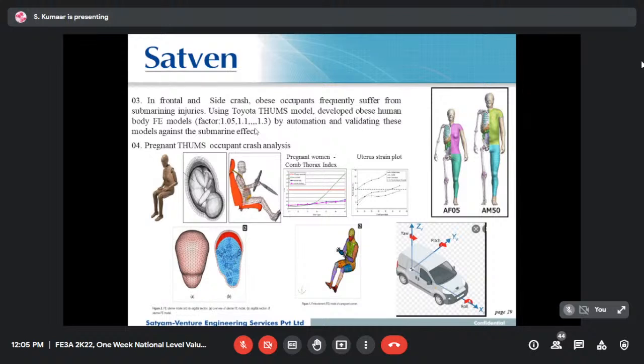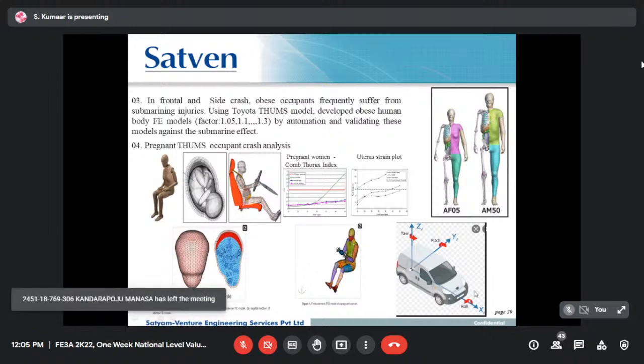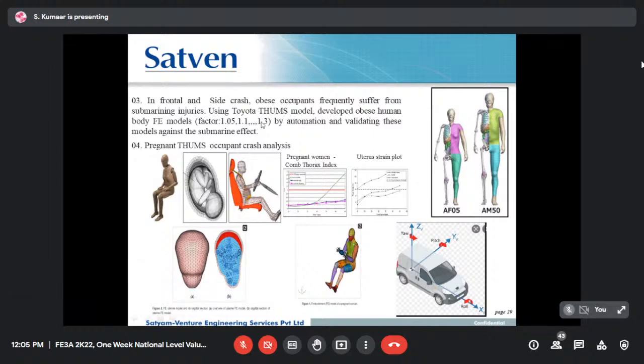For that we have done a couple of studies. First we did frontal cases, taking the AM50, the adult male 50 model. First we changed only the chest, scaling it up in the X direction by 1.05, 1.1 and 1.3 as per the requirement, and studied the effect. In the same way we scaled up only the thigh, in the Z direction, and studied the kinematics.